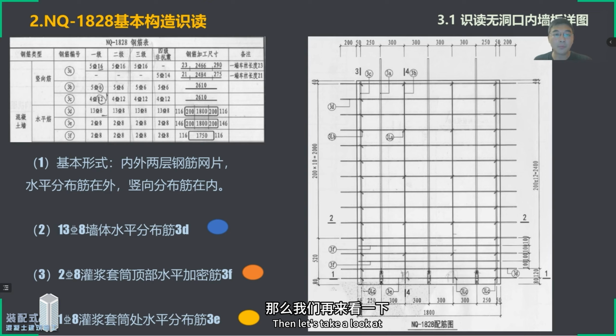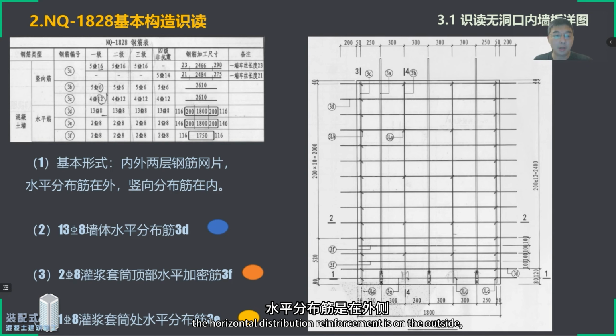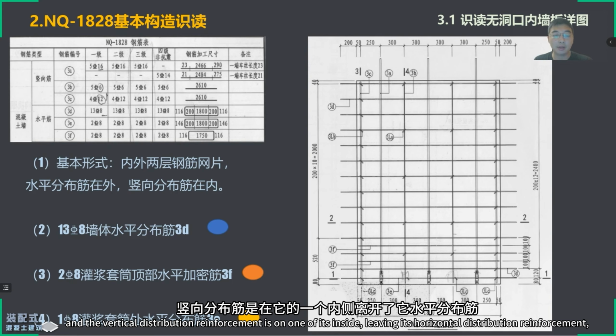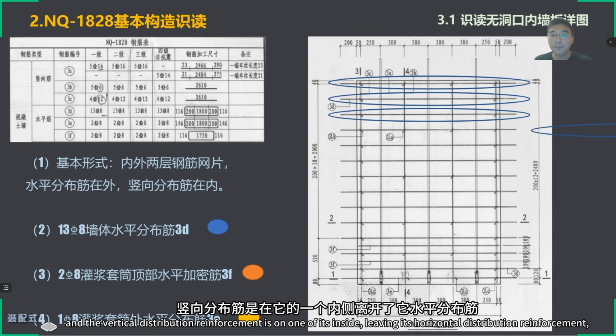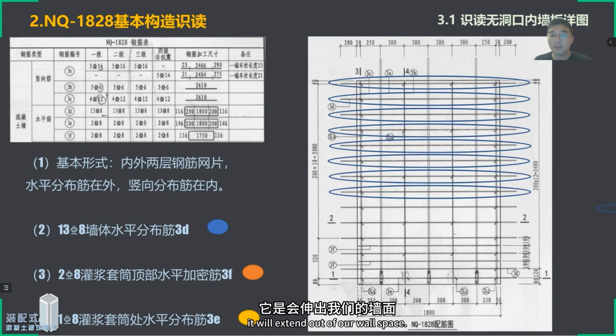Then let's take a look at the structure of the rebar. In the basic form, it is divided into 2 layers of mesh reinforcement. The horizontal distribution reinforcement is on the outside, and the vertical distribution reinforcement is on the inside, leaving its horizontal distribution reinforcement. It will extend out of our wall space.